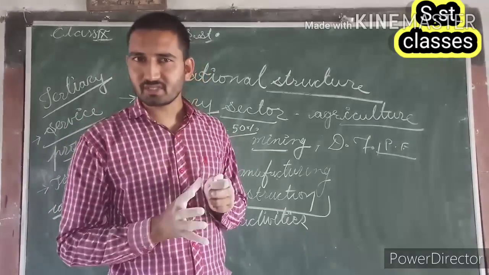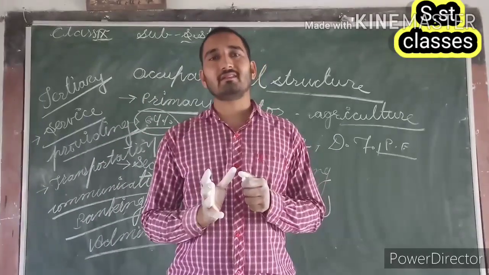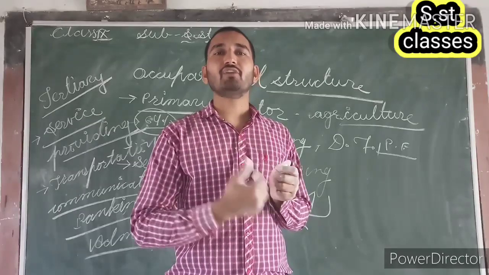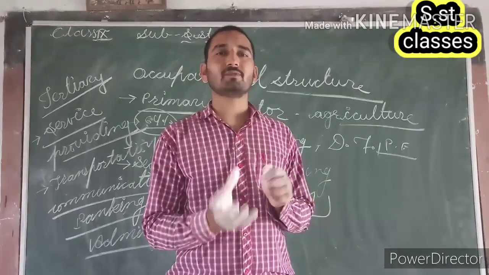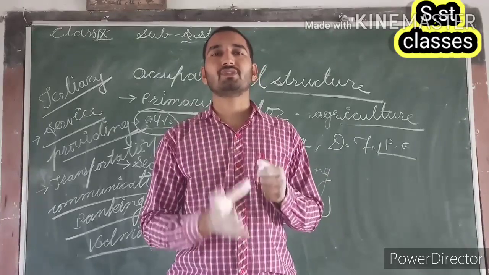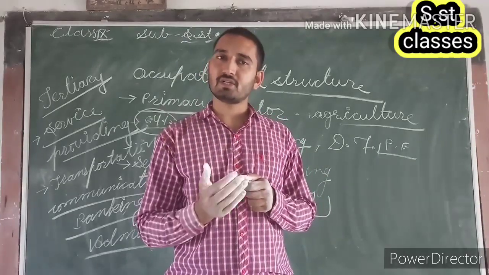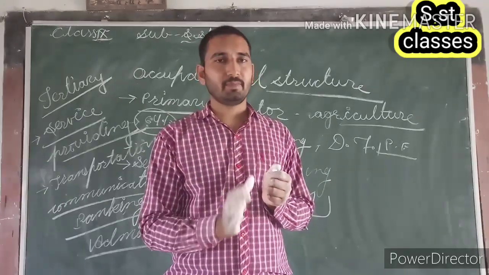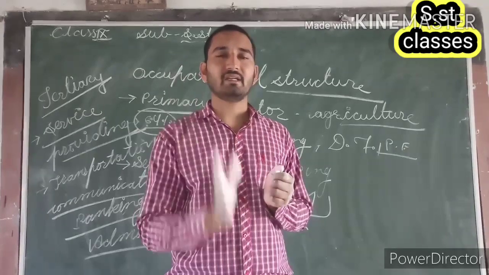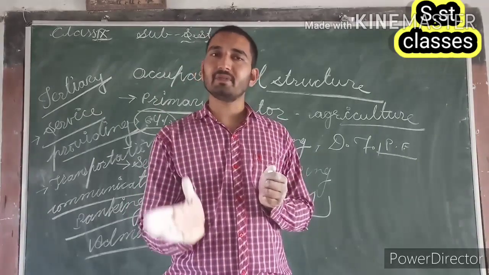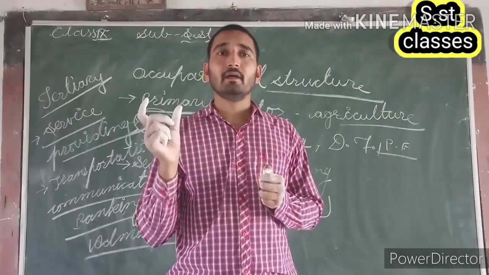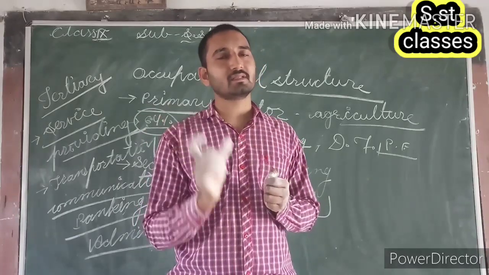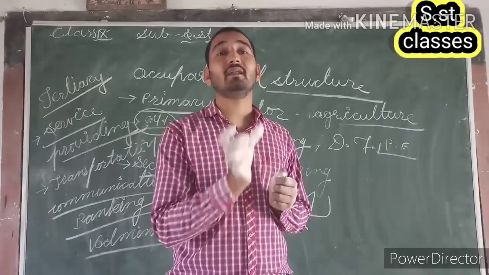What do we mean by occupational structure? Occupational structure means the various kinds of employment in which people are employed is known as the occupational structure of the economy. So the structure related with different categories of occupation is divided in three parts: primary sector, secondary sector and the tertiary sector. The primary sector is also known as the allied sector, the secondary sector is also known as the industrial sector, and the tertiary sector is also known as the service providing sector, or we can say the service sector.